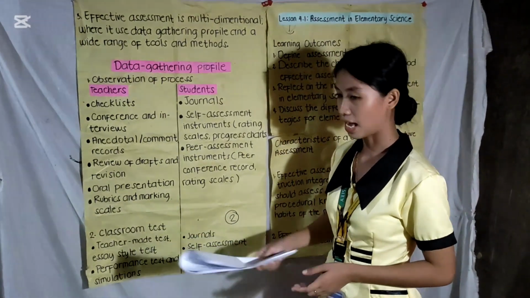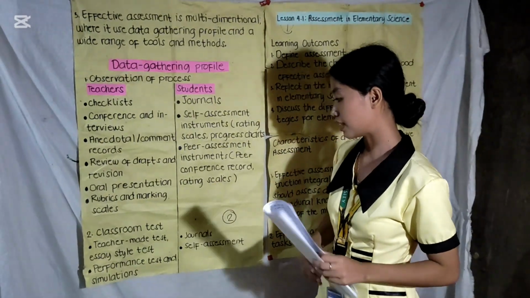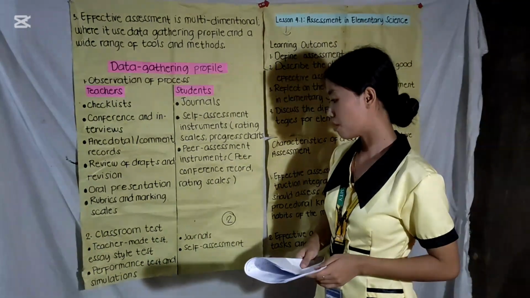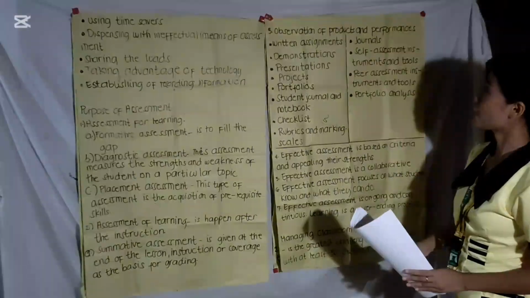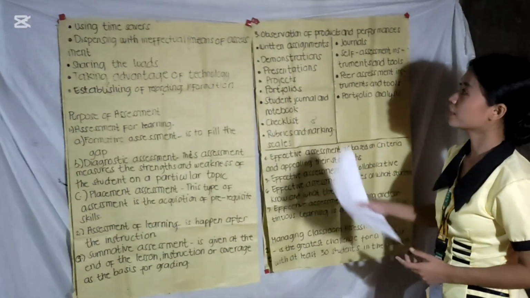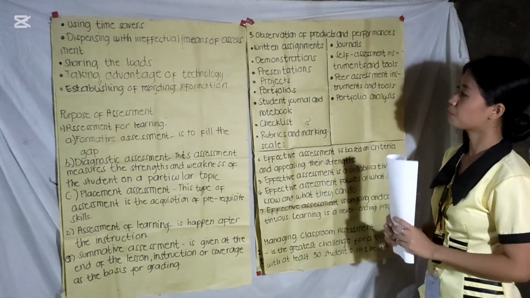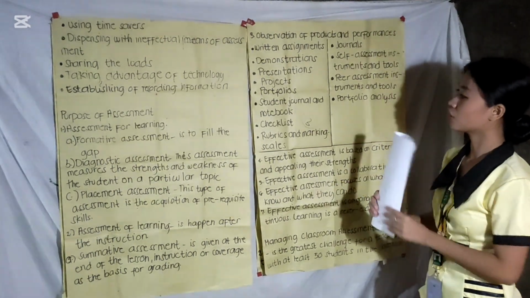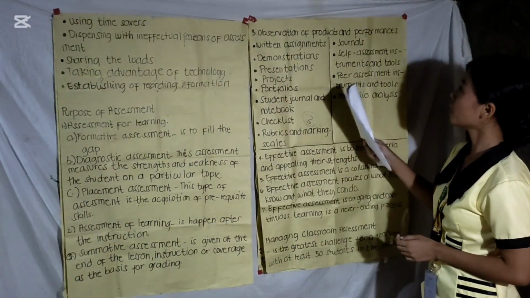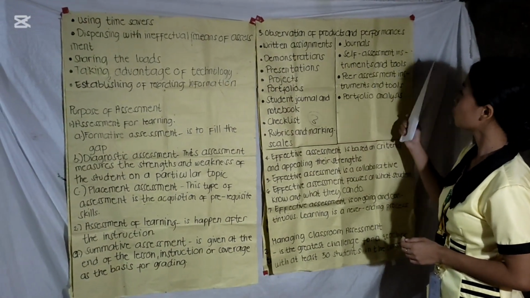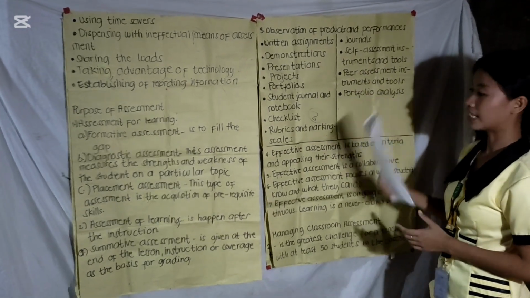Number 2, classroom tests. Teachers: tests, performance tests, and simulation. Number 3, observation of products and performances. Teachers: written assignments, demonstrations, presentations, projects, portfolios, students' journals and notebooks, checklists, rubrics, and marking skills. Students: journals, self-assessment instruments and tools, peer assessment instruments and tools, portfolio analysis.